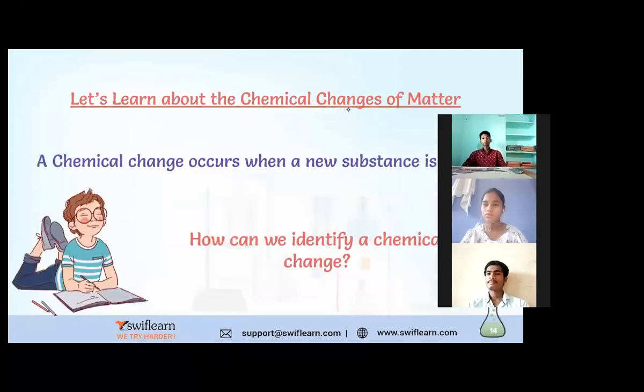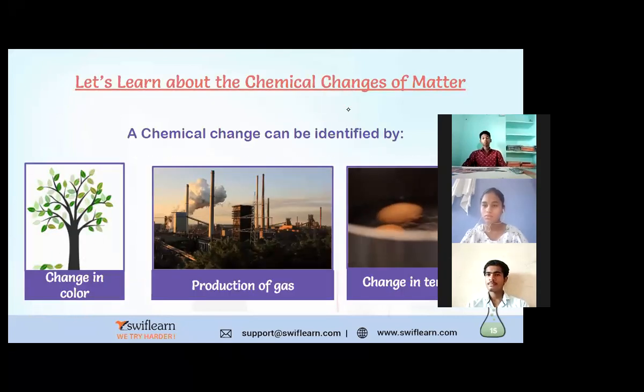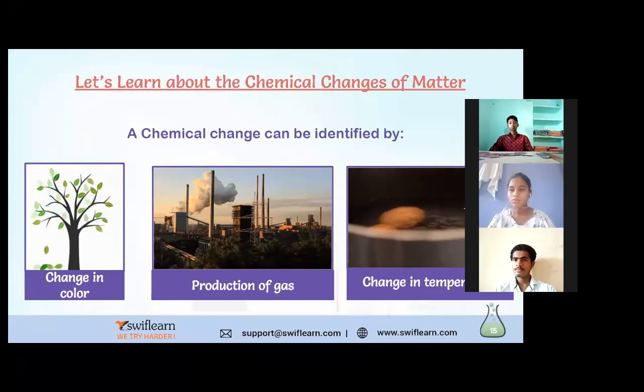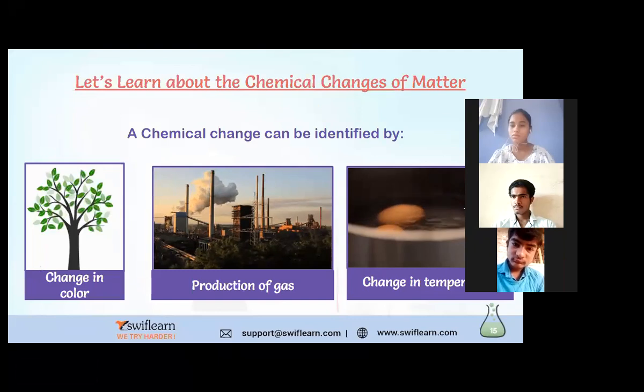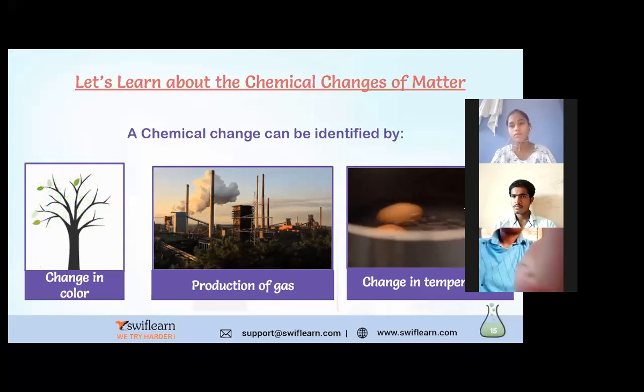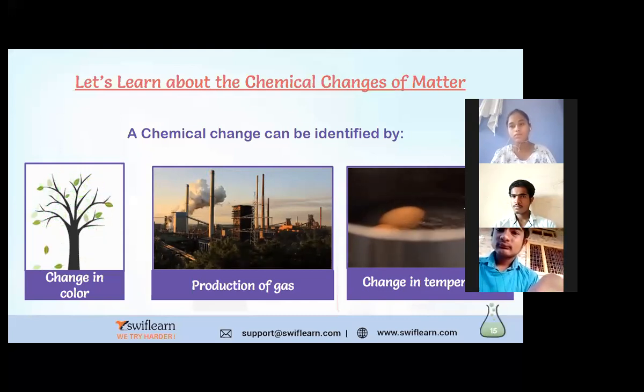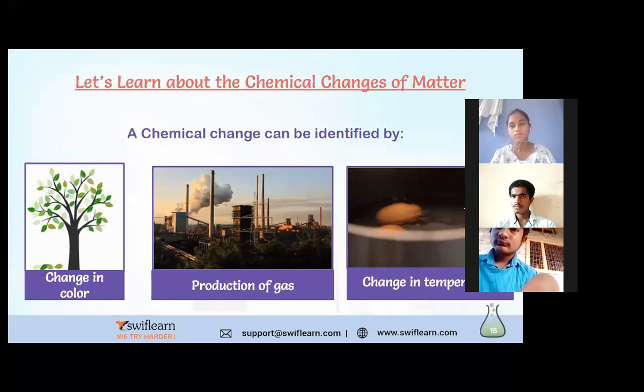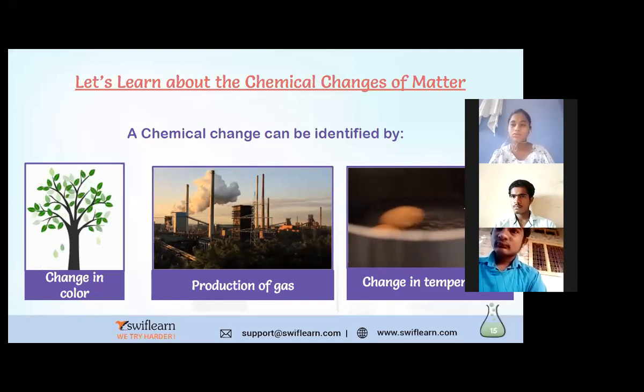Some of the examples: change in color, production of gas, change in temperature. These are the chemical changes. To identify chemical changes, these are the indications: change in color, production of gas, change in temperature. In all chemical changes, we will not observe the same identification. Sometimes we observe a change in color, sometimes gases will be released, and sometimes temperature will change. According to that, we consider whether it is a chemical change or a physical change.